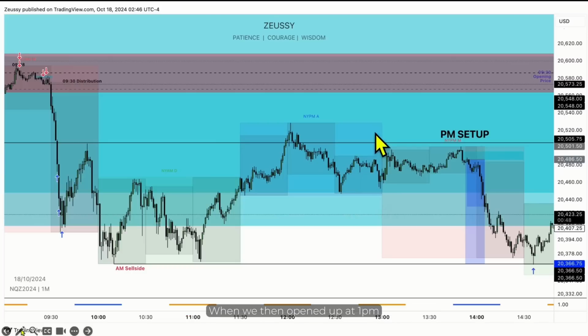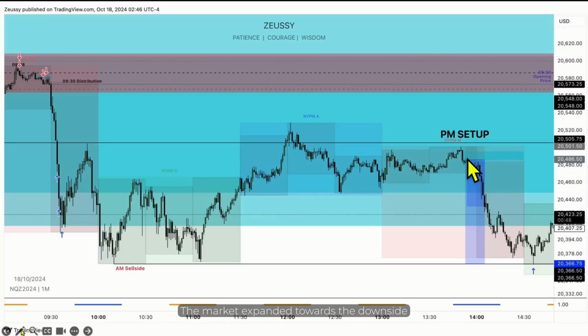When we then opened up at 1 PM, what we saw was that the market initially consolidated until the macro from 13:45 till 14:15, or from 1:45 PM to 2:15 PM. What we saw was that the market ran up higher, taking out buy side liquidity resting above these relatively equal highs. We displaced towards the downside, and we again see the market structure shift pattern, where we form a low inside of a BC right here, and we displace through that low with a CB. We see the market retrace into that CB, and that was the PM setup for this specific day.